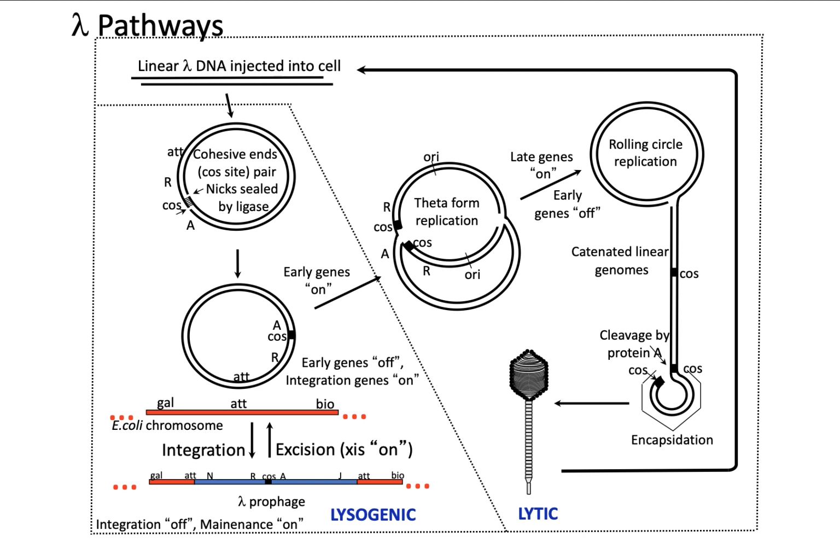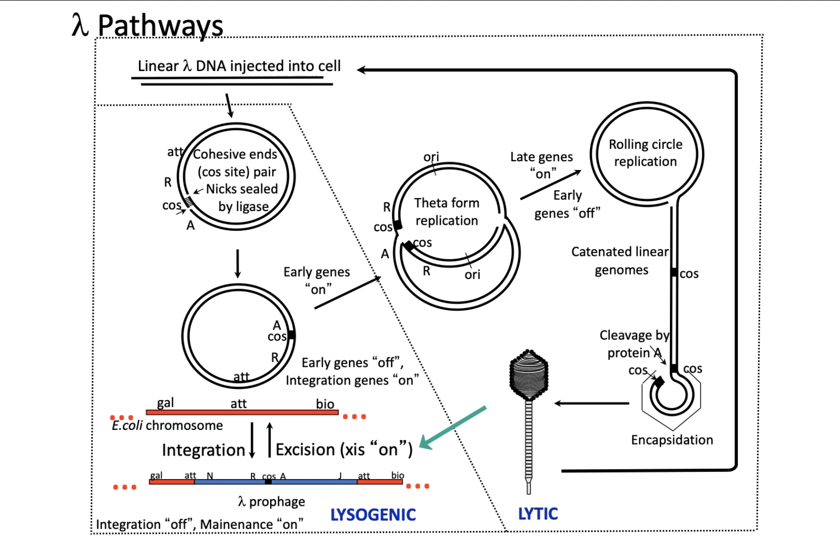So at some point in time, usually if the cell is under stress, meaning nutritive stress or something else, or UV stress, DNA damage, then you'll get a switch to turning the early genes on, which would shift it to the lytic cycle.